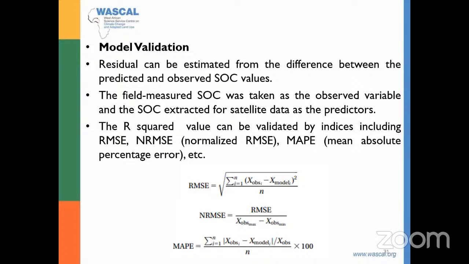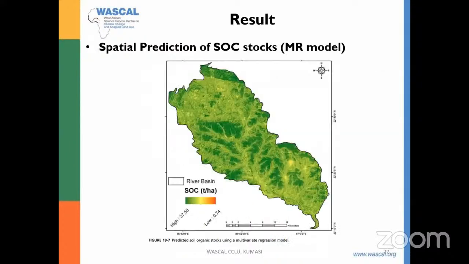Once the predictions have been done, an assessment can also be done on the accuracy of the prediction of soil organic carbon. Mostly the root mean square error is used to assess how accurate our prediction is. And we have the normalized one, which aids us in comparing several other models. The mean absolute percentage error gives us the error or the accuracy in terms of percentage, so that it can be simply interpreted by the layman.